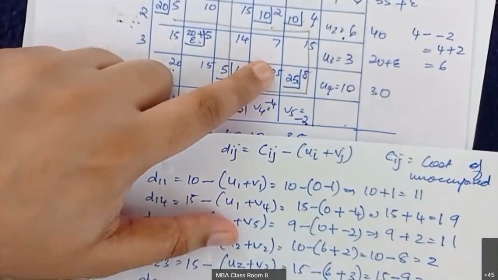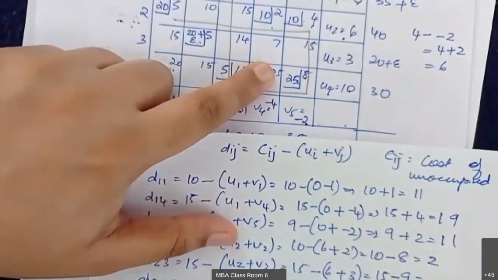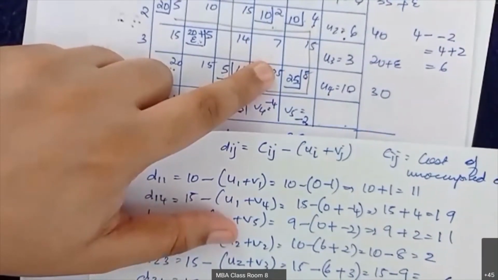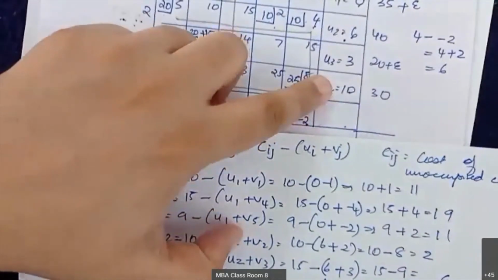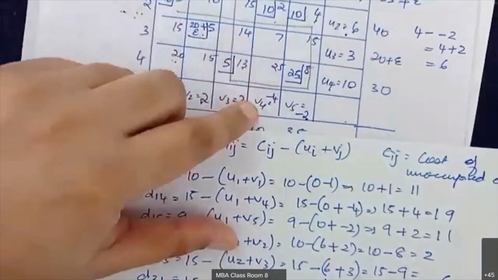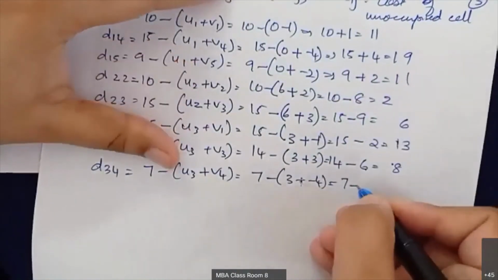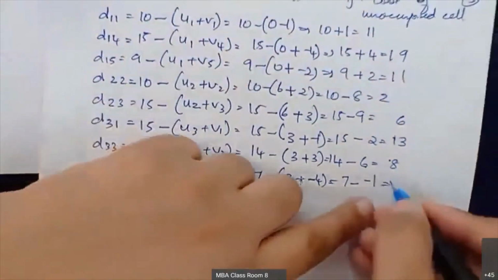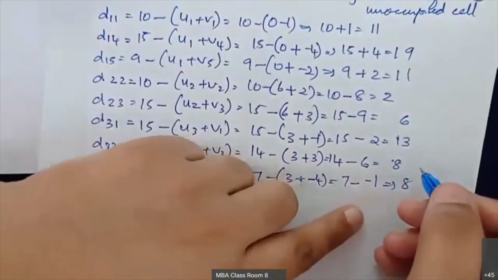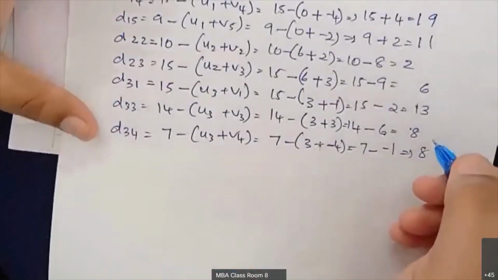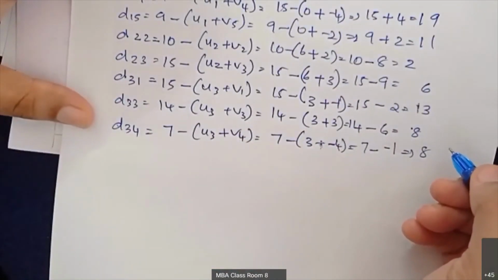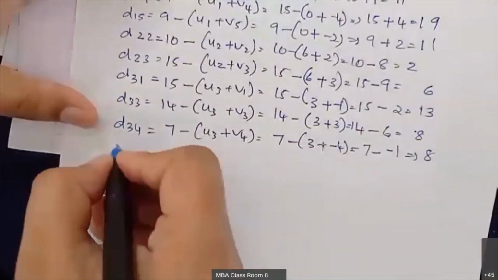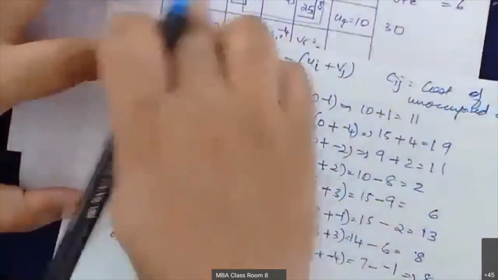D34, the cost is 7 minus U3 plus V4. That is 7 minus, what is the U3 value? 3. Plus, what is the V4 value? Minus 4. Okay. So that is 7 minus of minus 1. 3 minus 4 is minus 1. That is 7 plus 1. That is 8. Okay. So D34.